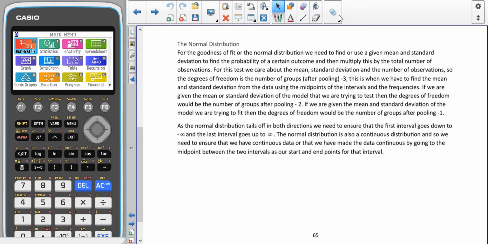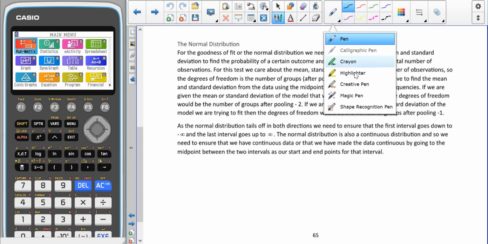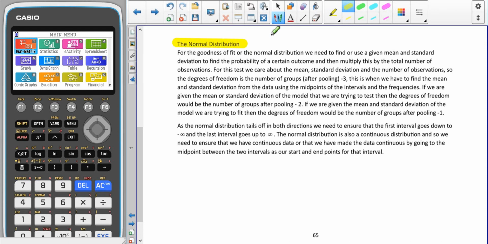Continuing having a look at goodness of fit, we're now going to move on to having a look at the normal distribution. So for goodness of fit with the normal distribution, we need to find or use a mean and standard deviation to find the probability of certain outcomes, and then multiply that by the number of observations that we've got. The test, we care about the mean, the standard deviation, and the number of observations.